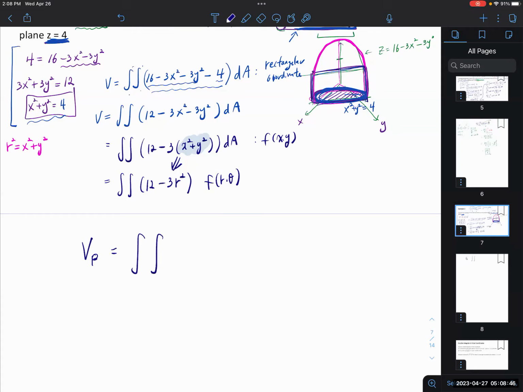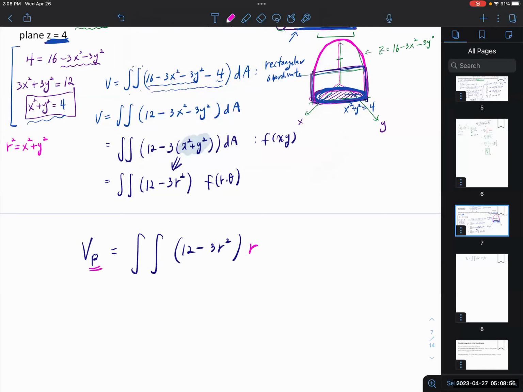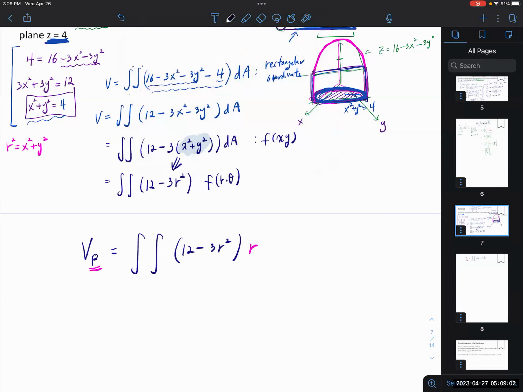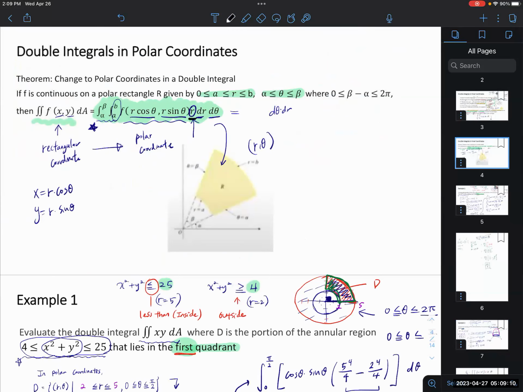Double integral, right? And then I do have 12 minus 3r squared. And I told you, don't forget to multiply by r at the end in the polar coordinate system's double integral. So there's r at the end. And now you could take the dr first and then d theta. So I'm going to show you one more time the formula right there. There's r.